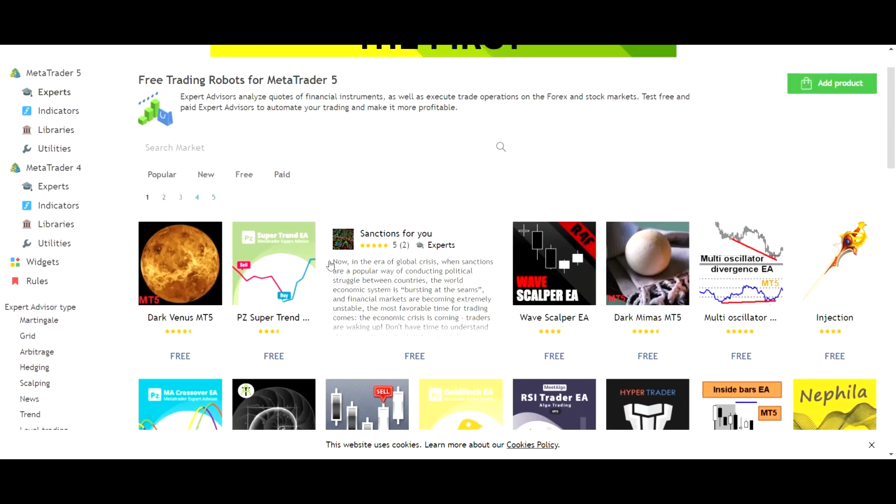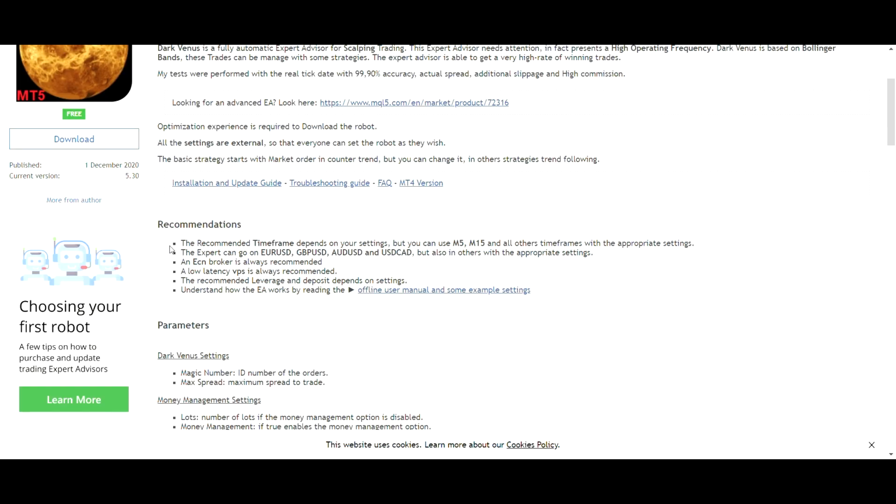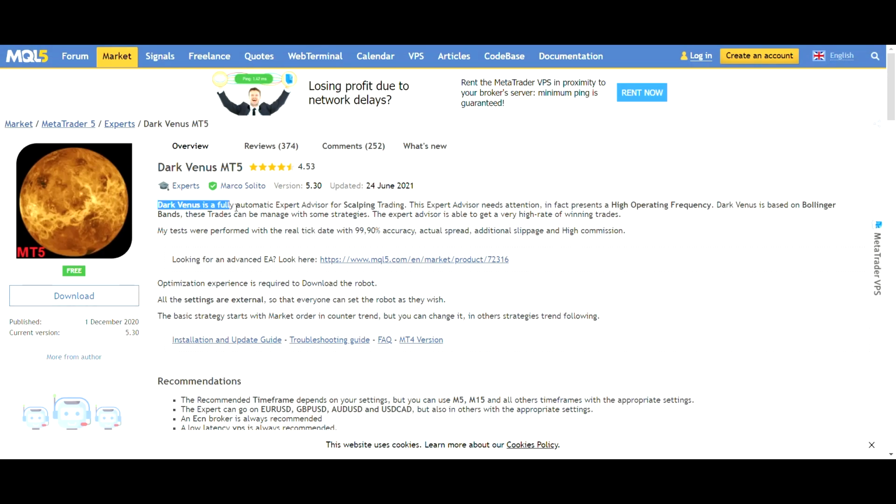The most popular is called Dark Venus. As the website states, Dark Venus is a fully automatic expert advisor for scalping trading. This expert advisor needs attention, in fact, presents a high operating frequency. Dark Venus is based on Bollinger Bands. These trades can be managed with some strategies. The expert advisor is able to get a very high rate of winning trades.